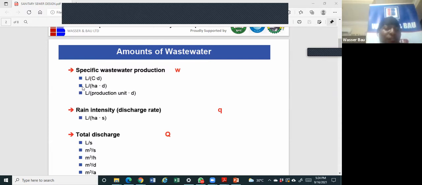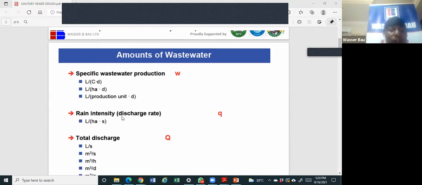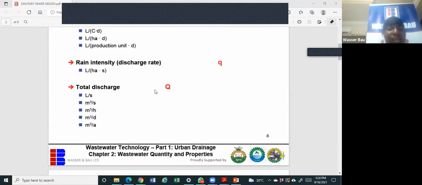It can also come in a factory, in a manufacturing sector. You talk about liters per production unit per day. So these are different parameters. Whereas the rain intensity is measured specifically in liters per hectare per second, because now you're talking about area measurements. So total discharge Q can come as meter cube per second, meter cube per hour, meter cube per day, which is a daily flow, meter cube per annum for annual flow.